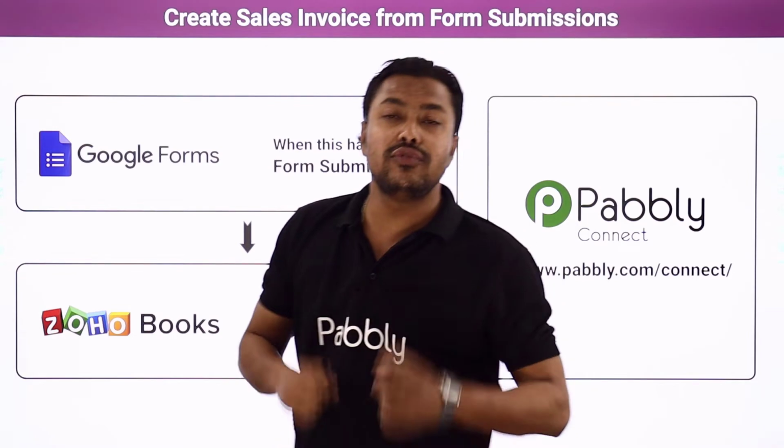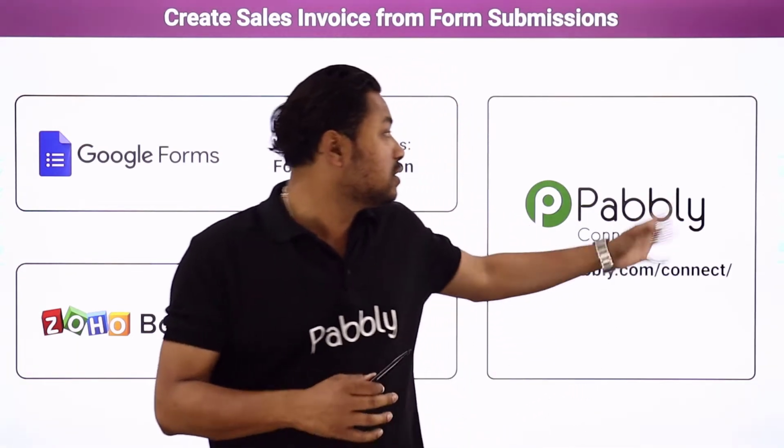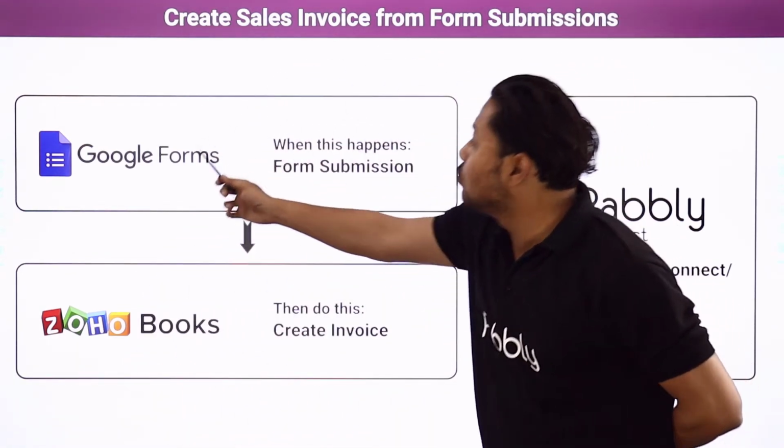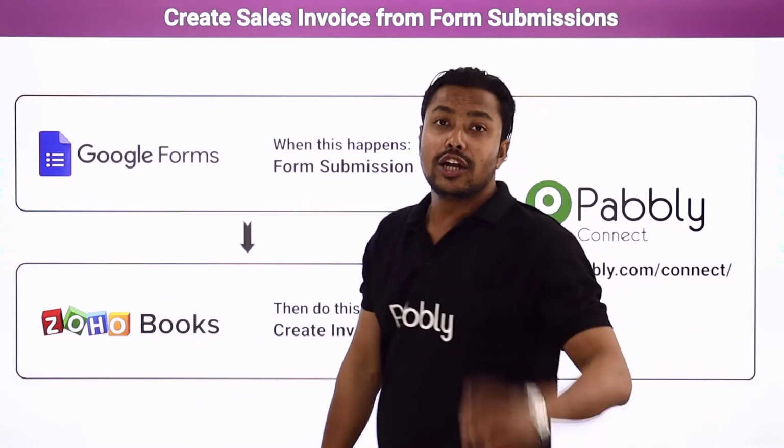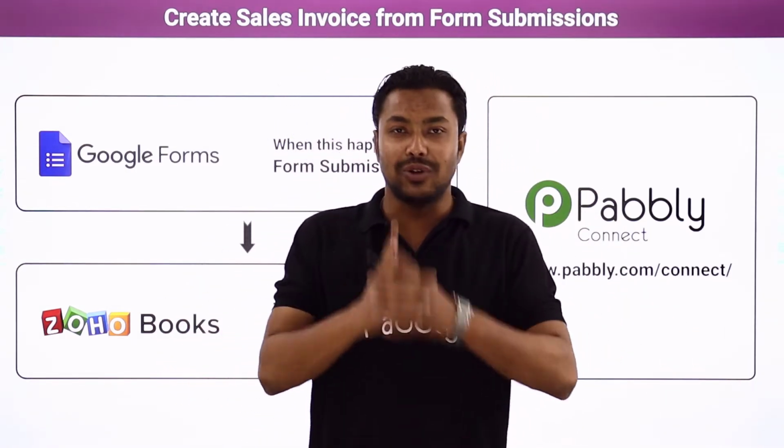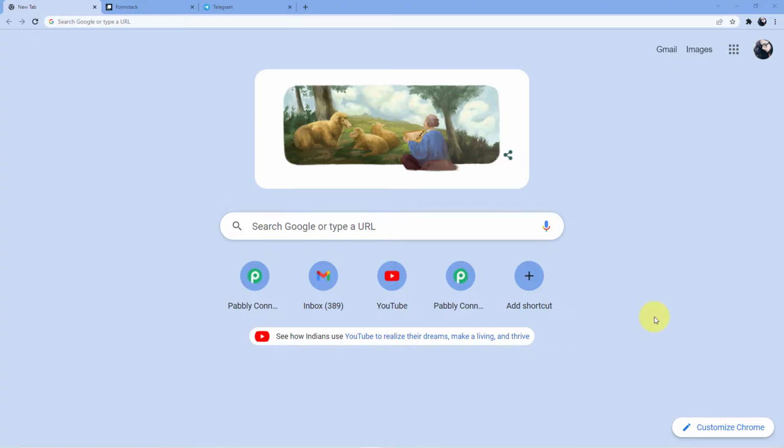Now to do this automation, we are going to use an integration and automation service, Pabbly Connect, which will help us connect Google Forms and Zoho Books together. If you want to learn how to do this automation, you have to come with me to the screen. And now we are back at our screen. So what do we have to do?